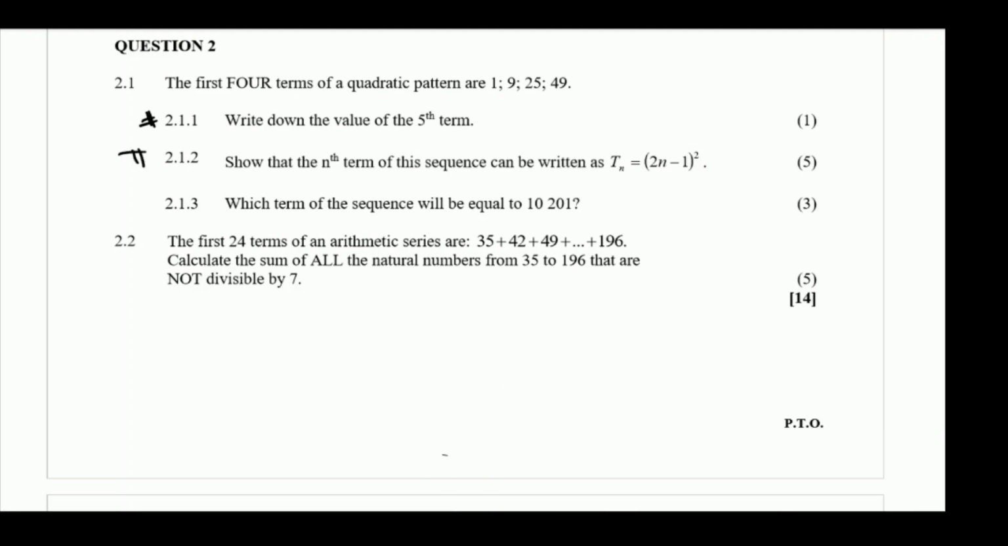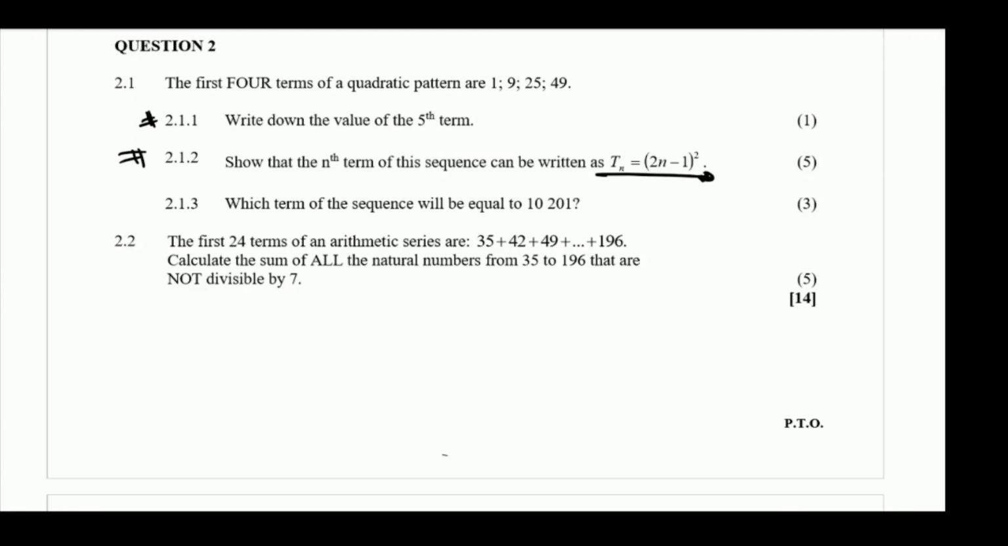So now we are solving 2.1.2. We say that we must show that the nth term of this sequence can be written as follows. So we are given the nth term, but basically we need to calculate the nth term. We need to find the nth term and prove that it is actually written like this.